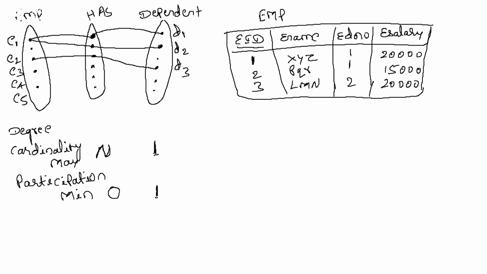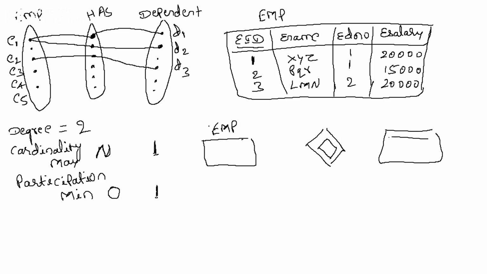Okay, so the degree of this relationship type is 2. Now we will see how to represent this in an entity relationship diagram using single line and double line representation. This is the strong entity type, the employee set. Here the identifying relationship is represented using a double diamond, and the double rectangle represents the weak entity type, that is dependent.